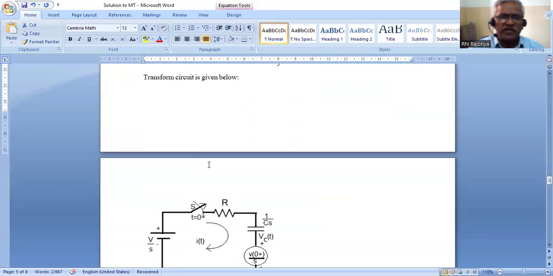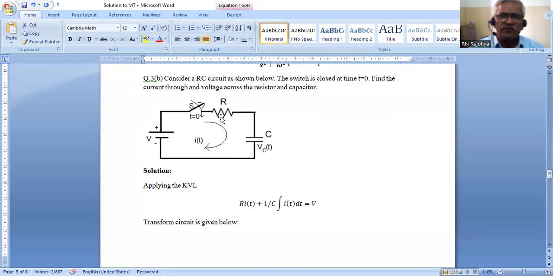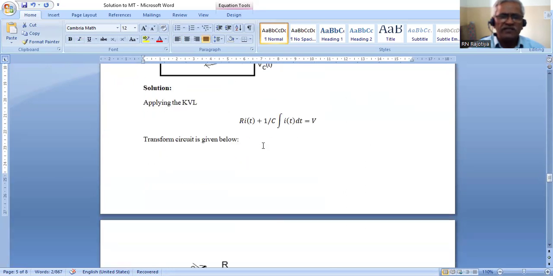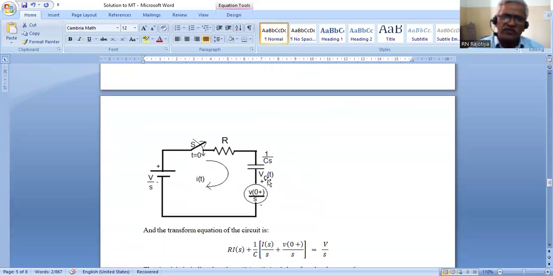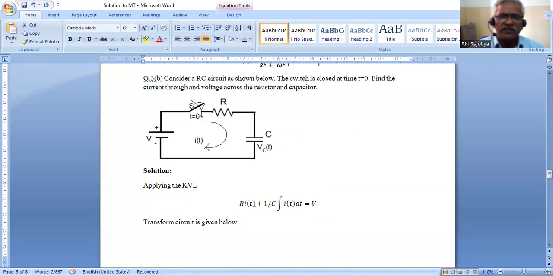Now you can transform this signal. We know the R will remain the same as R, and C can be converted. If you are confused with this, you can directly write the equation for this. We know the Laplace of i(t) is equal to I(s). The Laplace of the integral of a function is equal to I(s) by s plus Q0 by s, and outside is 1 by C.